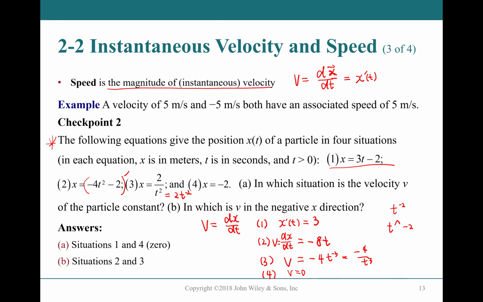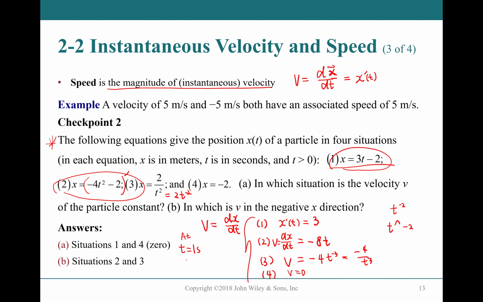So negative 8t is in the negative x direction, and negative 4 over t cubed is also in the negative direction. So once you get the derivatives, you are good. Also, for example, I think your homework problem asks you to calculate the velocity at t equals 1 second. If I give you the time, how do you calculate velocity? Let me use number 2 as an example, okay?